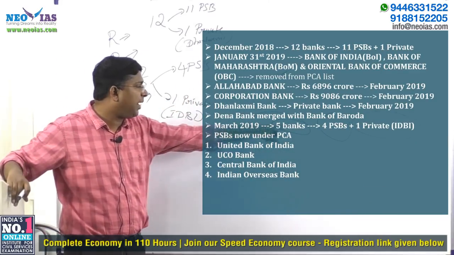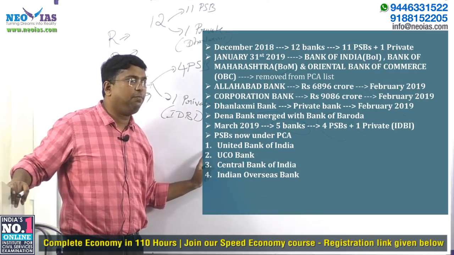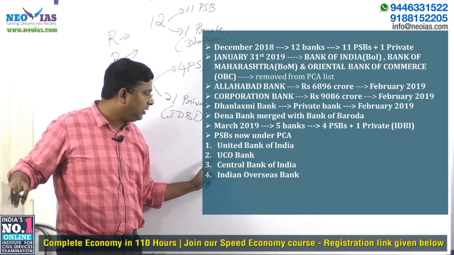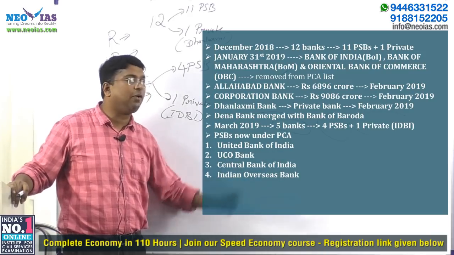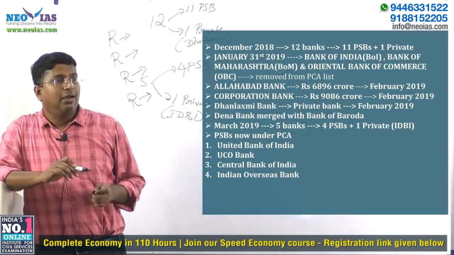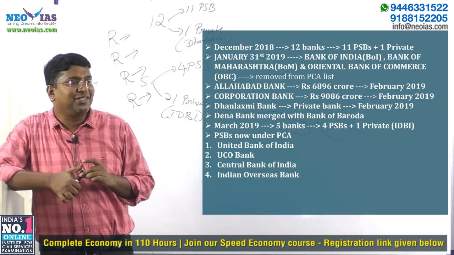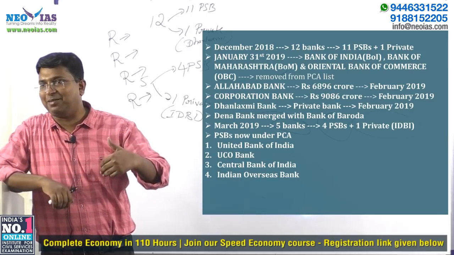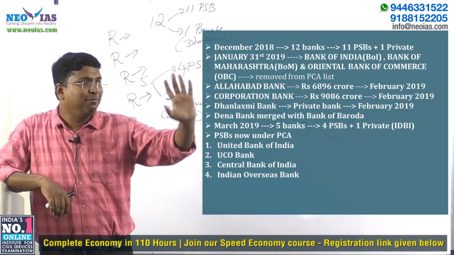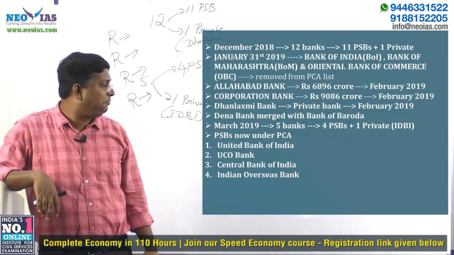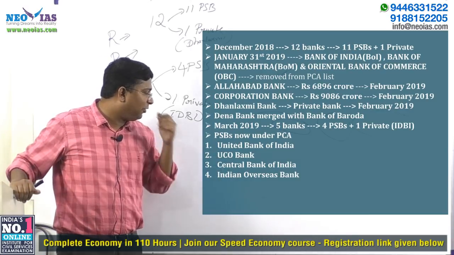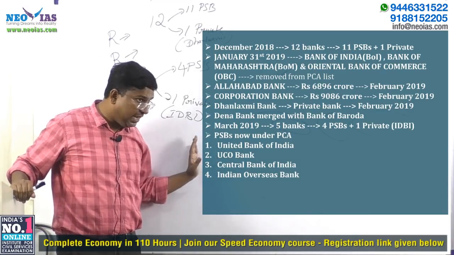Now, which are the 4 banks presently? United Bank, UCO Bank, Central Bank of India, Indian Overseas Bank. There is a high chance these banks will get merged. This is the only solution, merging with a strong bank, most probably SBI. Bank of Baroda is over. Most probably SBI will have to take over all these banks. Let's see.